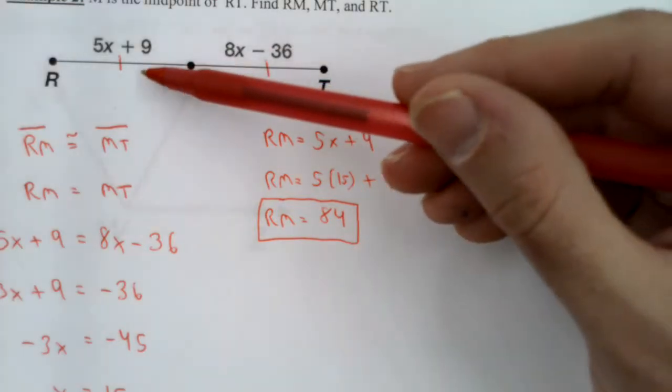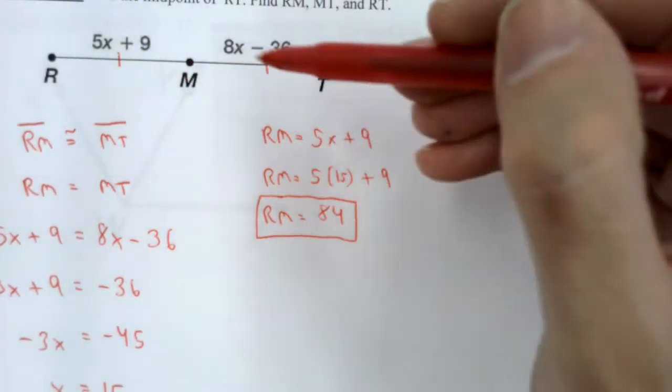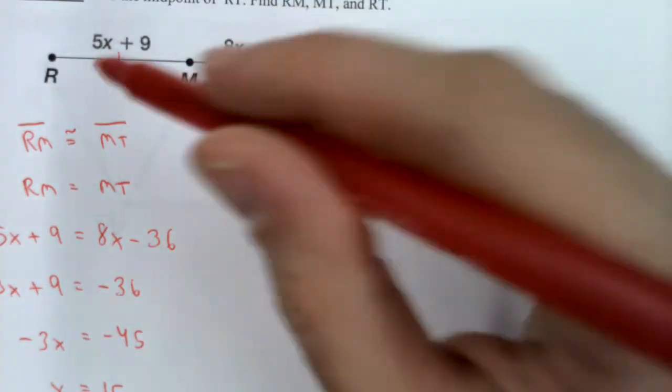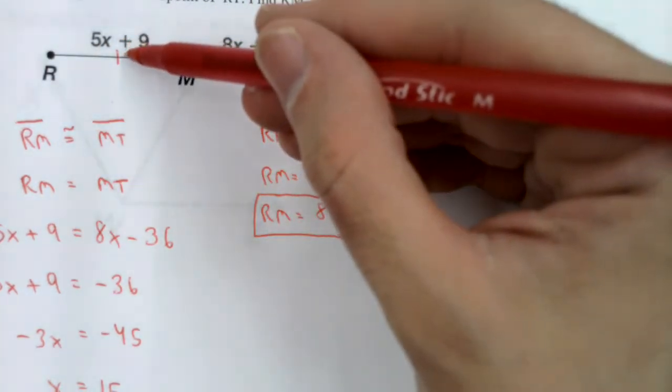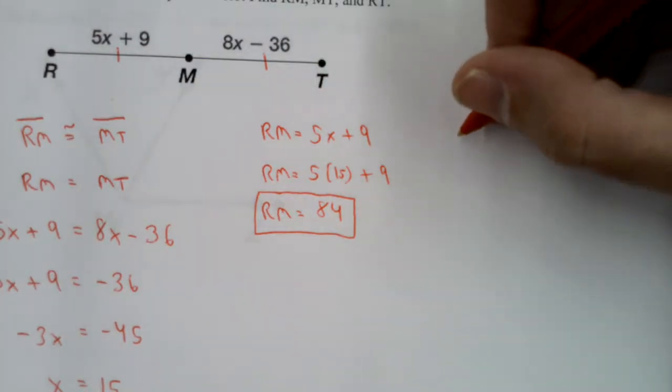Now you should know if RM is 84, MT should also be 84 because these should be the same. But let's just do it out anyway just to make sure we're correct. If you get the first one wrong and you automatically say the next one is the same, then they're both going to be wrong. So let's do it out.